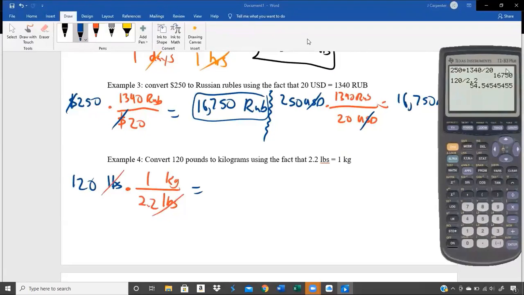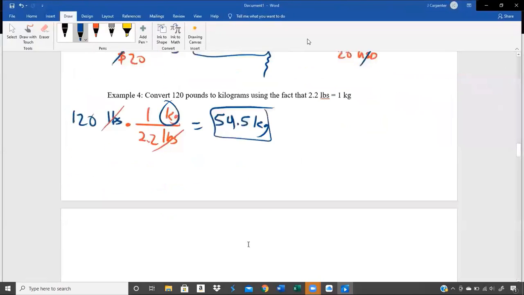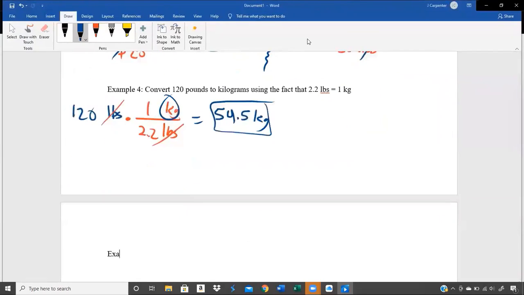And I see it all the time. So it's 54.5 is what it was, right? Yeah. And then kilograms, because that's the only units we're left with. And that's it. Do uno mas together, or I just give you some in the 5 minutes, like I said.